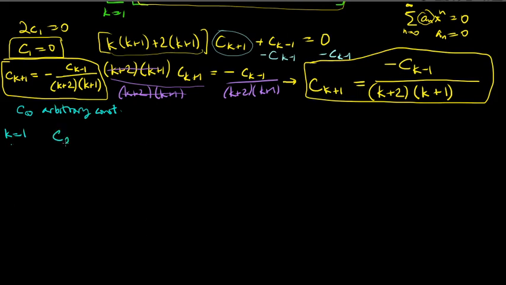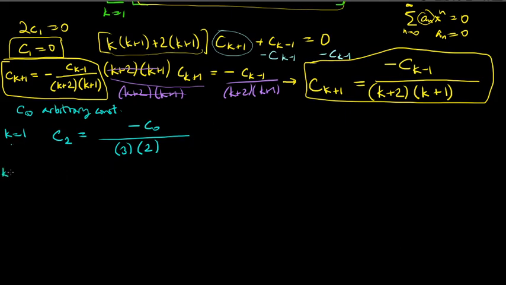So now we can figure out what is C2. C2 is just negative C0 divided by, remember, k is 1, so this is 3 times 2, which I know you know is 6, but you can see why I want to write it this way. I want to write it maybe as some sort of a factorial here. So I'm going to leave it as 3 times 2.